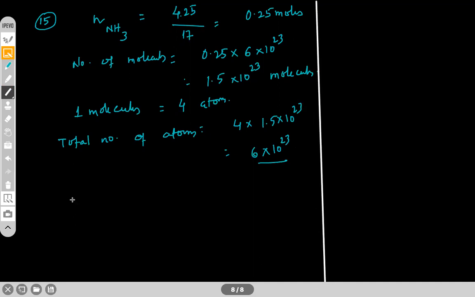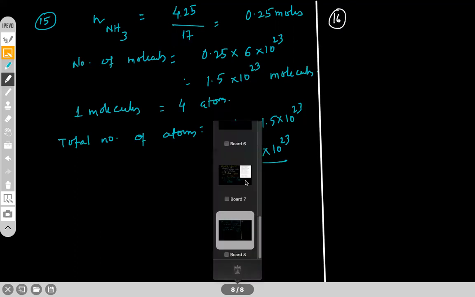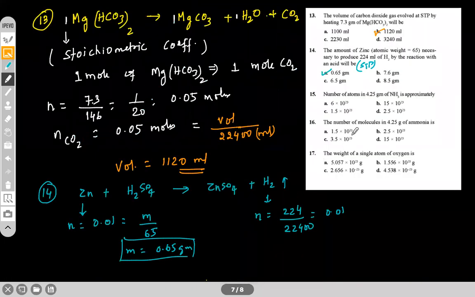The 16th one, what is the question? The number of molecules in 4.25 gram of ammonia. It's the same thing, no? The number of molecules is, as we just did, 1.5 into 10 to the power 23.